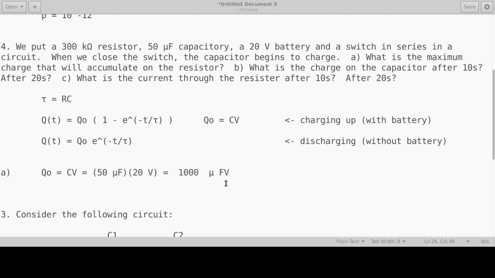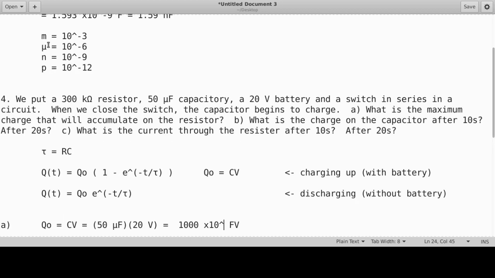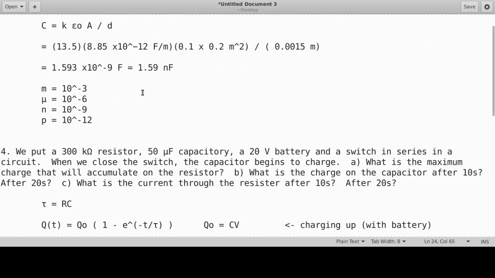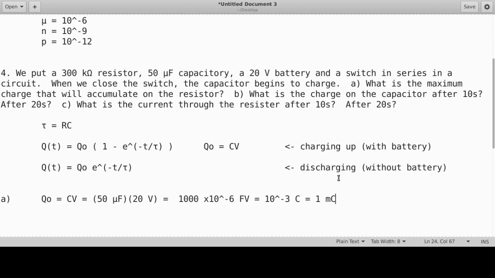So the 1,000, you know what? I will change that micro to times 10 to the exponent. Remember what micro is? 10 to the minus 6, like that. Okay. And the farad times a volt, that's going to equal a coulomb. Now 1,000 times 10 to the minus 6 is just going to be 10 to the minus 3, like that. And that's a coulomb. Or you could write this as 1, 10 to the minus 3 is millicoulombs, like that.